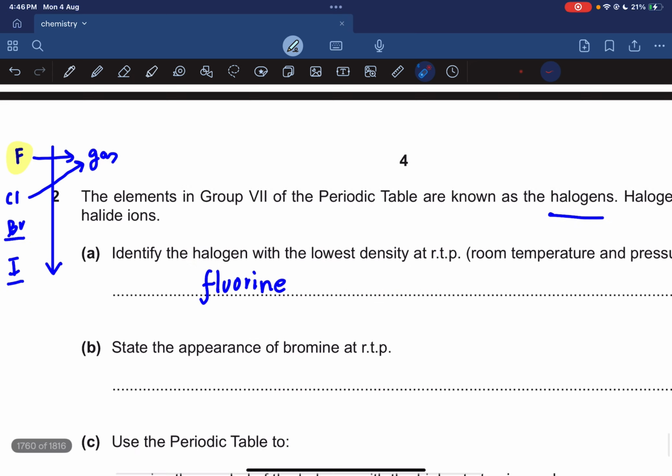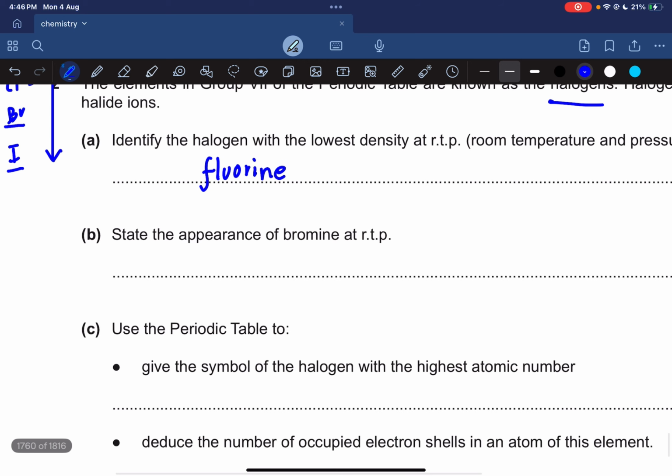State the appearance of bromine at RTP. That's easy. When they ask for appearance, you have to write the state and the color. The color is red-brown, and that's part of the syllabus. If you have a strong grip on the syllabus, you've learned the syllabus, you should know this. And the state is a liquid.